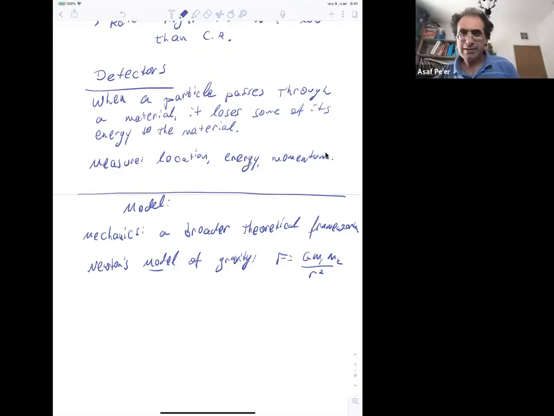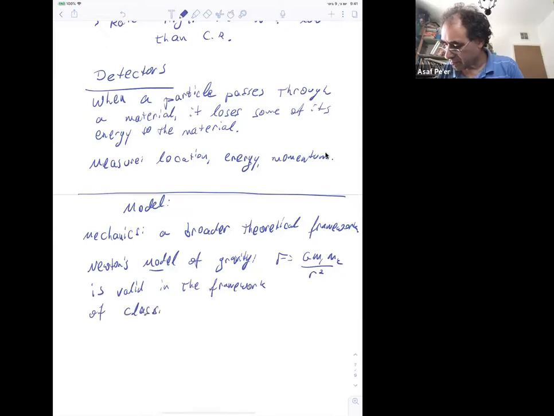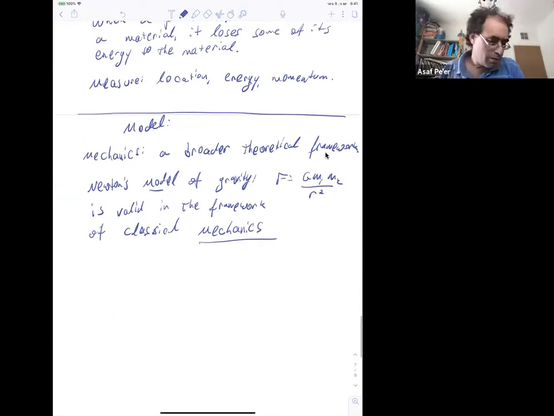So mechanics is a broader theoretical framework. We say classical mechanics, and then there is a model of a specific thing within that. So we say Newton's model of gravity is valid in the framework of classical mechanics. Same, we can speak about quantum mechanics. So we have classical mechanics, we have quantum mechanics, and of course, what I told you already is that for particle fields, we have quantum field theory.